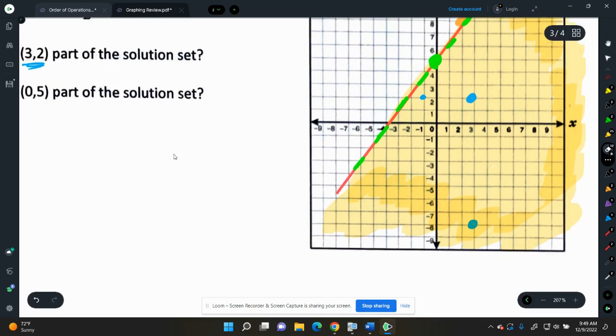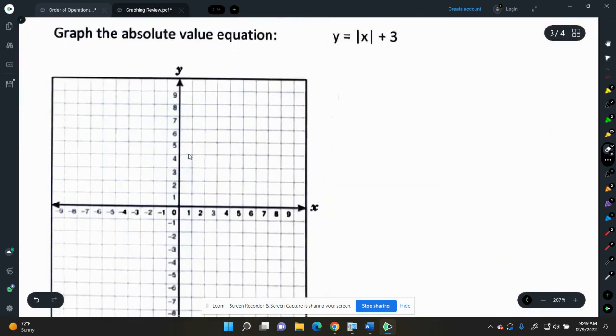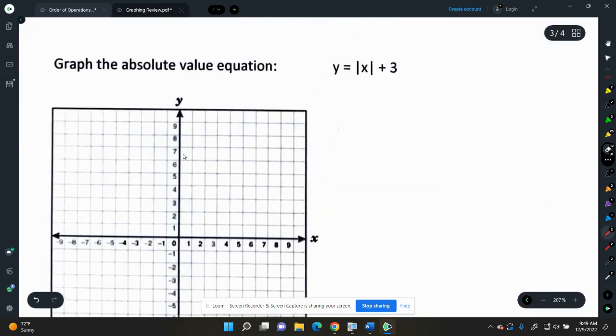Okay, let's see. Graphing absolute value. We just did these, right? What do we do? Oh, yeah, I got you. Where's it going to start? You gotta start at 0, 0. So a dotted line. You gotta label it.